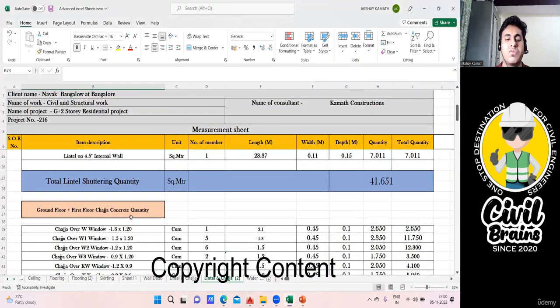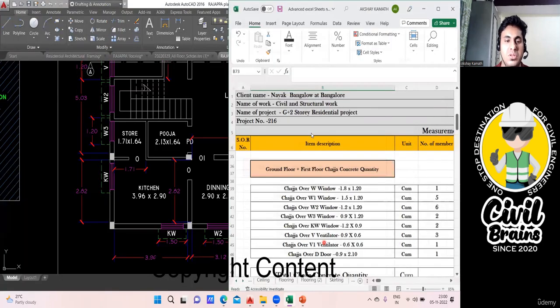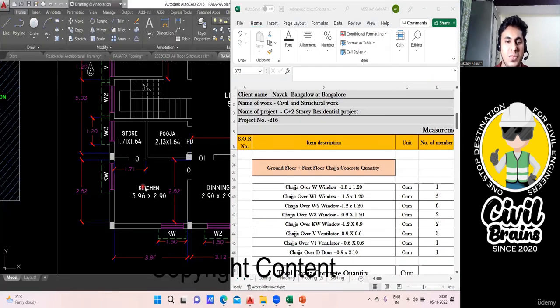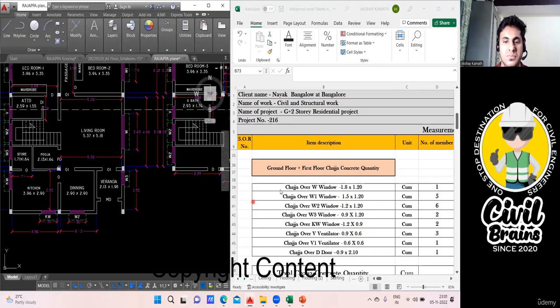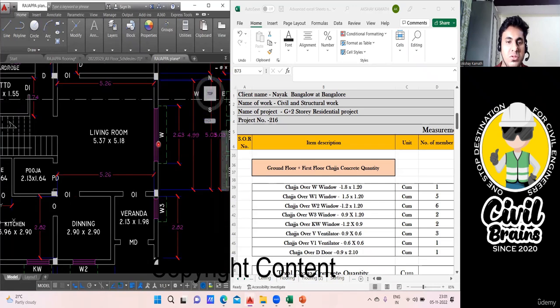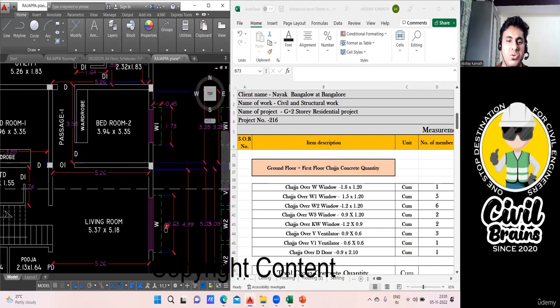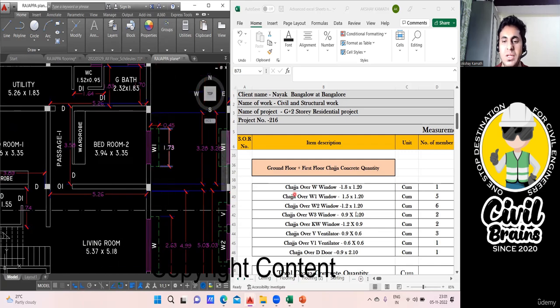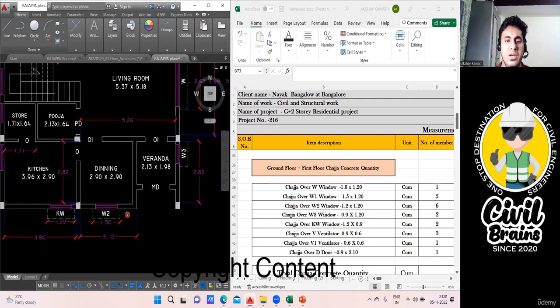So again, I've written it this way: ground floor and first floor Chajja concrete quantity. Chajja over W window. What is this W window? I'll show you. This one is the W window. We started from here. This is my W window, Chajja is coming. Next is Chajja over W1 window, so this is my W1 window. Chajja over W2 window, again my W2 window is here. Got it. Then W3 window.